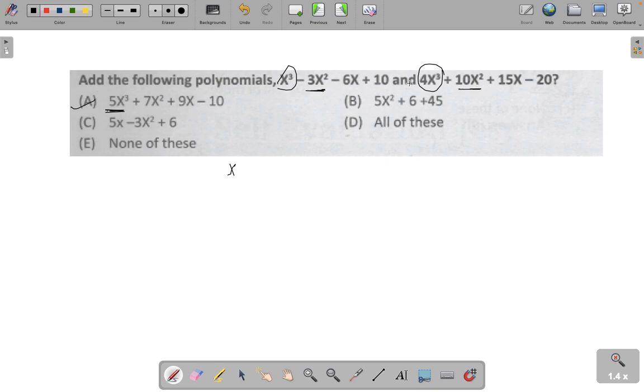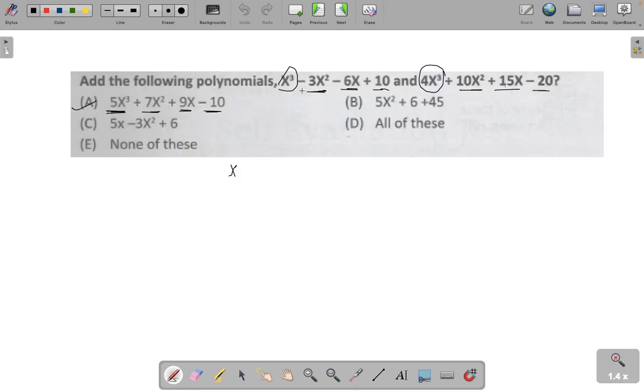And then you have another like term, minus 3 and 10x square. So these two are like terms as well. So you'll write 10 minus 3, which is 7. Third, you have minus 6x and plus 15x. They are like terms as well. So you'll write 9x, because 15 minus 6 is equal to 9. And then finally you have plus 10 and minus 20. Both are constant terms, so they are also like terms. So you'll write minus 10.